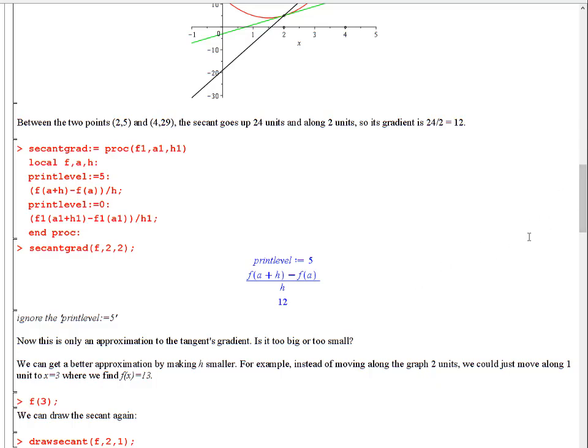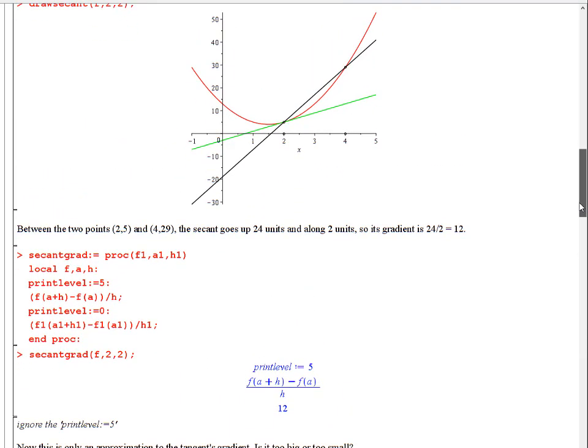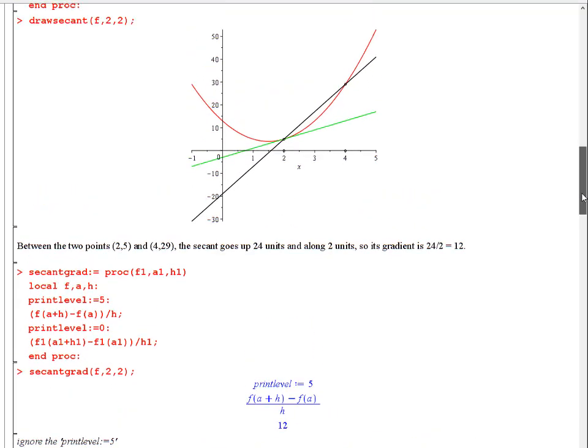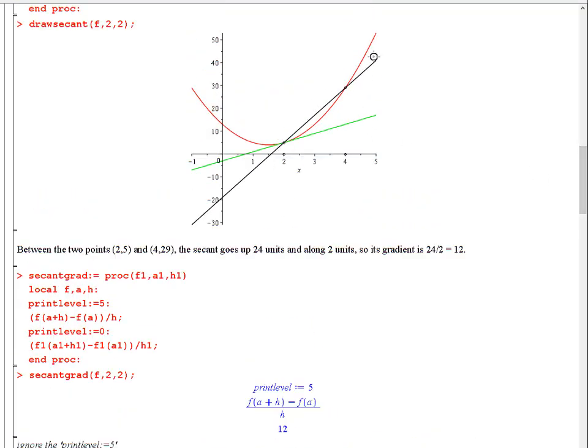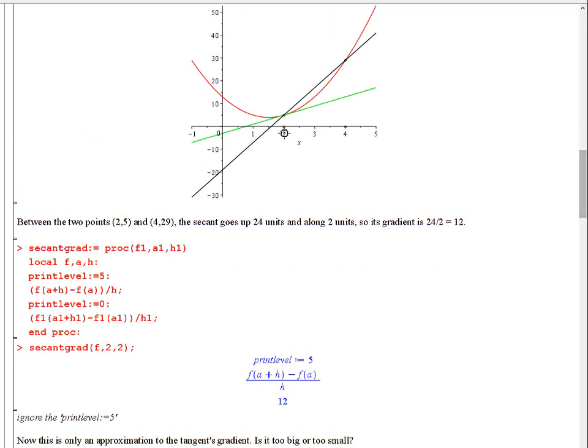Okay, now this is an approximation to the tangent's gradient. Is the approximation too big or too small? So hopefully you thought for yourself, but it's clearly too big. That's too steep. We need to have this gradient here. Now, an obvious way of doing that is to make this h smaller. Instead of h being 2, we could make h be 1. So we just come to this point 3.